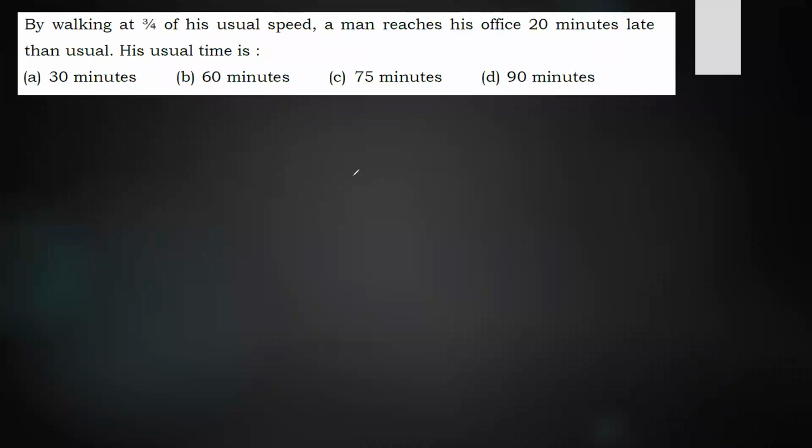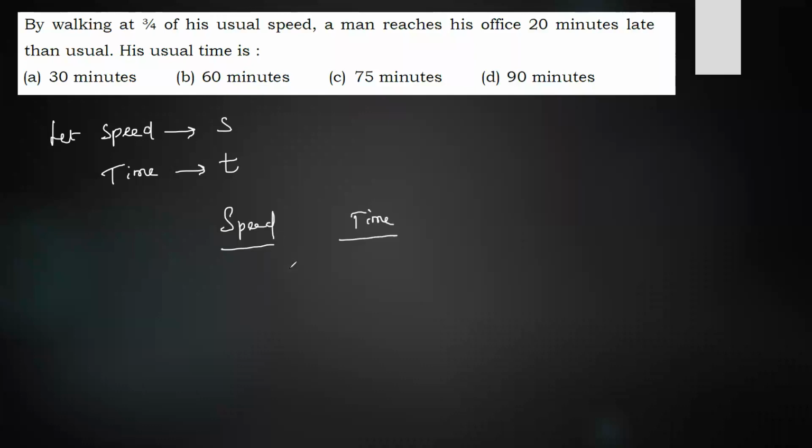By walking at 3/4 of his usual speed, let normal speed be x or s, and normal time be t. Yes, Rashmi, good. Normal time is t. Now the person is walking at 3/4 of his usual speed, and the man reaches the office 20 minutes late. Suppose we try like this. Yes, Sanjima, good. So listen carefully here.